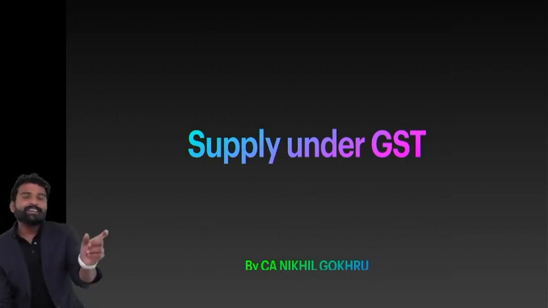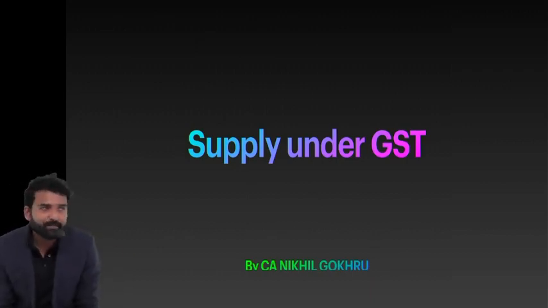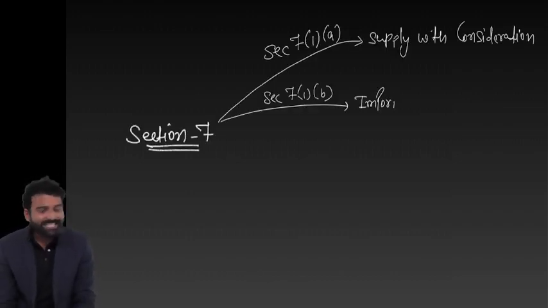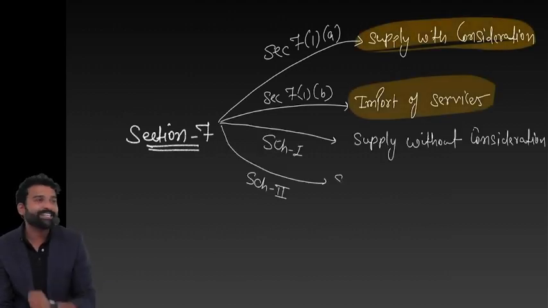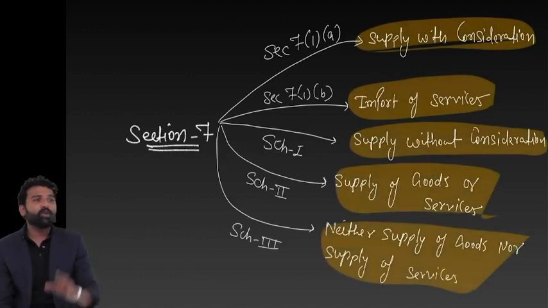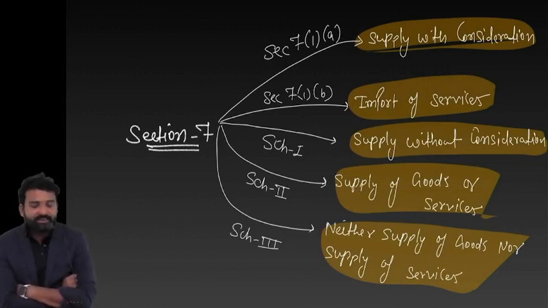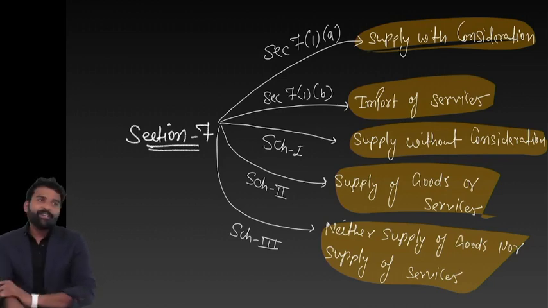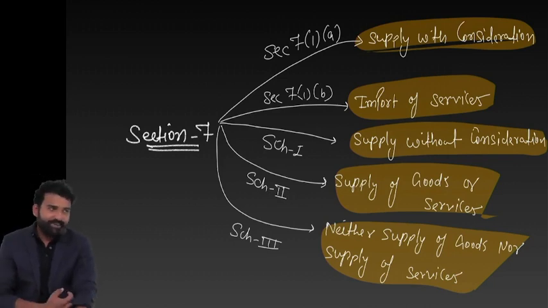If I am doing anything which is a supply, then of course GST will be leviable. So we have to understand the exact meaning of supply. Does anybody remember which section we have to refer to for supply in GST? It is section 7 of the CGST Act. Section 7 is divided into 5 different parts: 7(1)(a), 7(1)(b), Schedule 1, Schedule 2, and Schedule 3. So we basically have 5 different subparts of section 7.